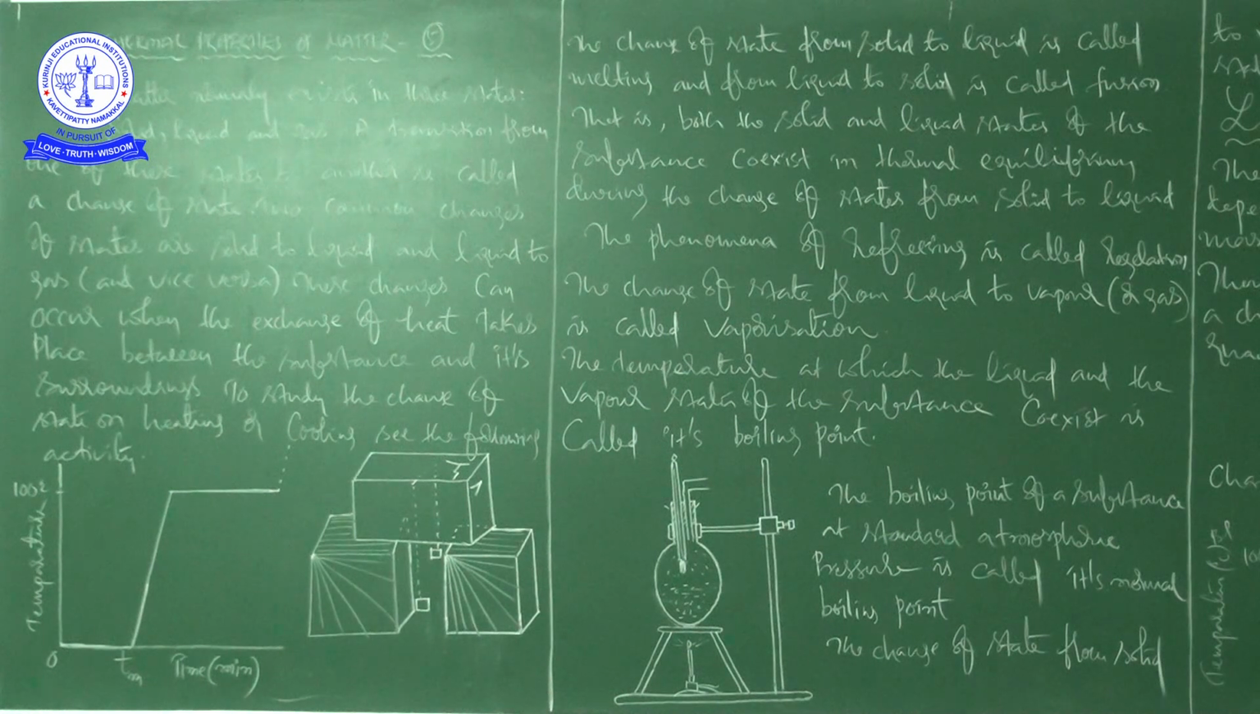Now we are going to discuss one activity to understand the process of melting of ice. Here we took a slab of ice, and there is a metallic wire fixed to two blocks. If you put the wire over the slab, you will observe that the wire passes through the ice slab.